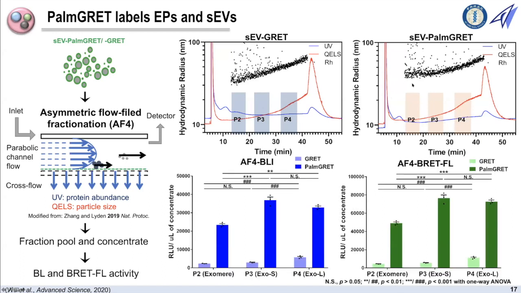After that, we harvested and pooled all the fractions, concentrated them, and then tested the bioluminescence signal and the BRET-induced fluorescent signal. Here we can see a robust signal from the exomere, exo small, and exo large. So we demonstrated that our PalmGRET also labels the different subpopulations in the small vesicles.